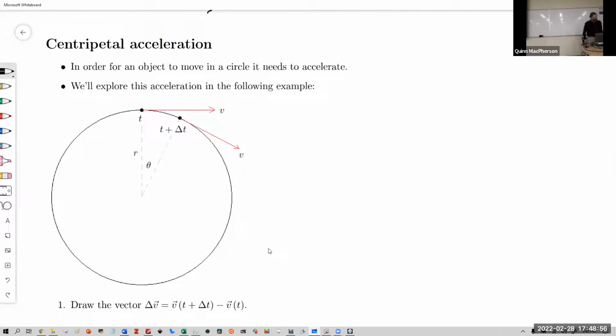Can somebody remind me the difference between speed and velocity? Velocity includes direction. Very good. Okay. So when I say acceleration, a, as a vector, is defined as the change in velocity over change in time.